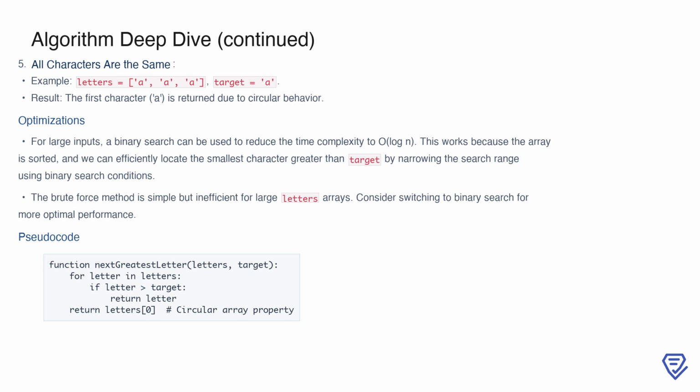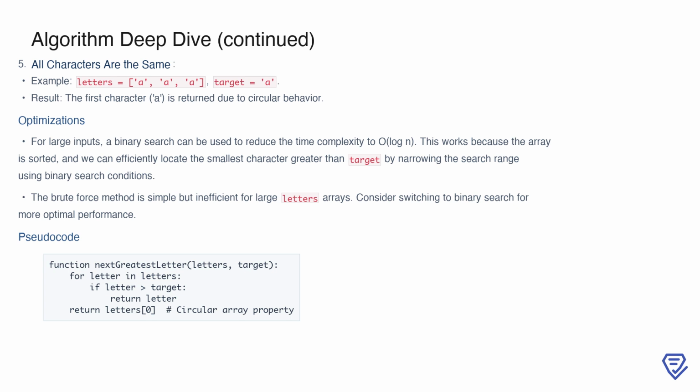A binary search approach can significantly improve the time complexity, reducing it from O(n) to O(log n). Binary search leverages the sorted nature of the array to locate the smallest character greater than the target by narrowing the search range. While the brute force method is simpler to implement, binary search is the preferred choice for scenarios involving large inputs. To summarize the brute force approach, we can use the pseudocode provided.